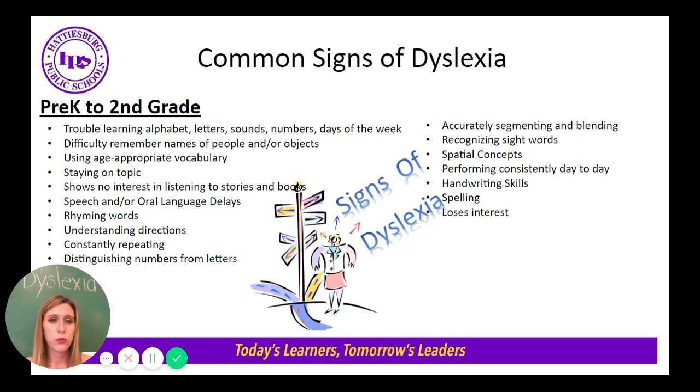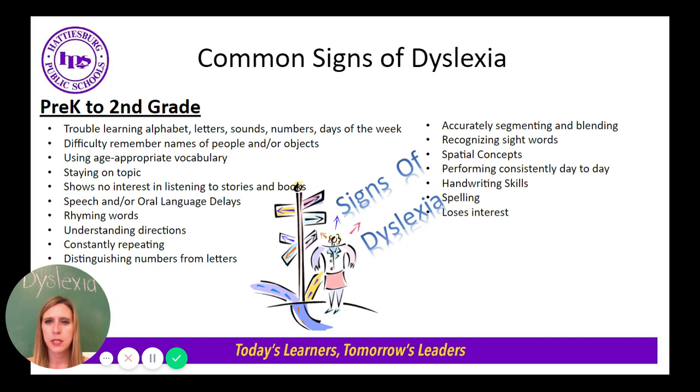Speech and or oral language delays. They have difficulty with rhyming words or nursery rhymes. Understanding directions, they hear it, they can repeat it, but they don't understand what those directions mean. Constantly repeating after you. Distinguishing numbers from letters, they're not able, or maybe they are able to do it at one point, but then they keep calling numbers letters and letters numbers.